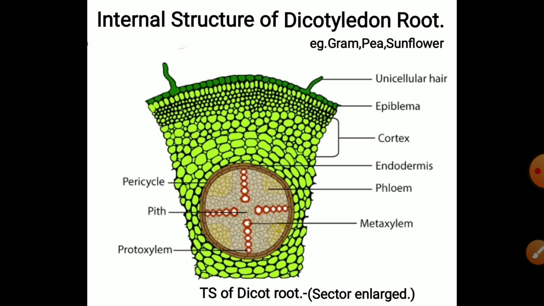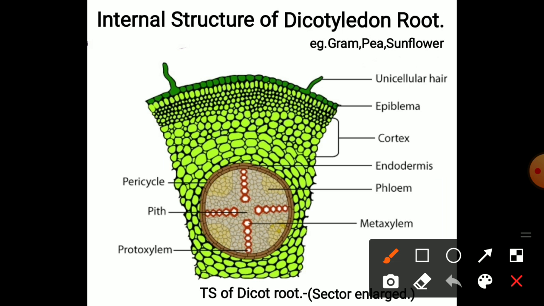To pass this absorbed water, the endodermal cells are helpful. Now, below the endodermis, there is a pericycle. This is the pericycle over here. Inside the region of the endodermis, this is the endodermis, and the inner layer is the pericycle.